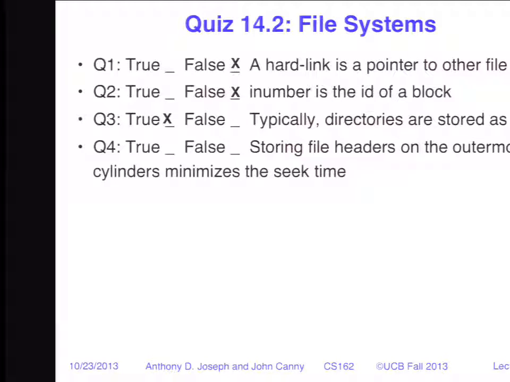Okay, last. Storing file headers on the outermost cylinders minimizes the seek times. So how many people think that is true? Okay, and how many people think that's false? Right? So that is false. If we put it on the outermost cylinder, we're going to be constantly seeking. So we want to put it as close to the data as possible.